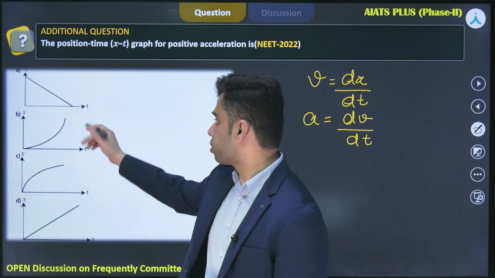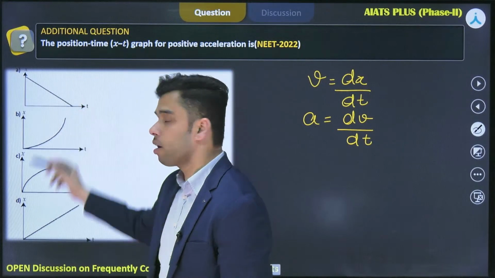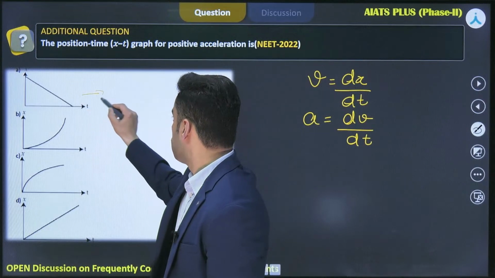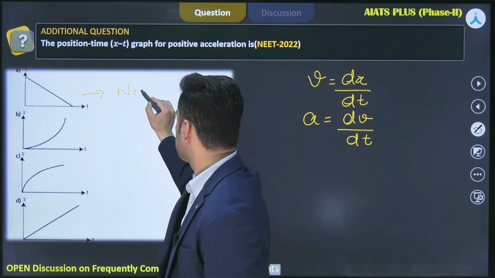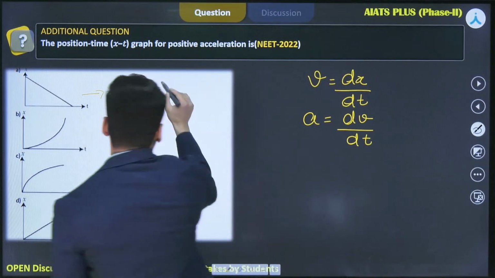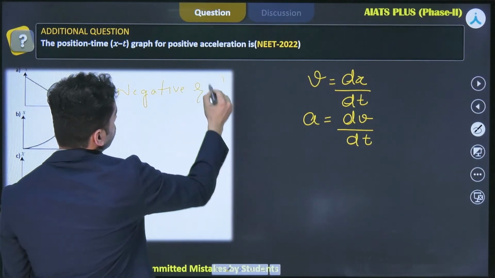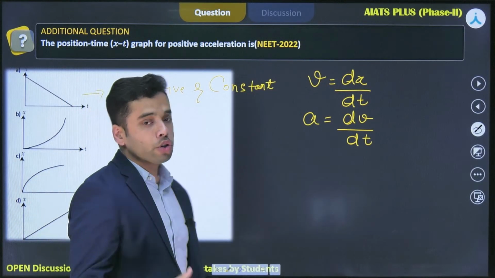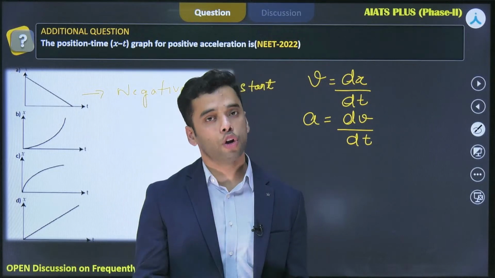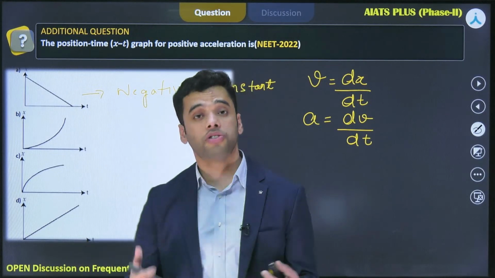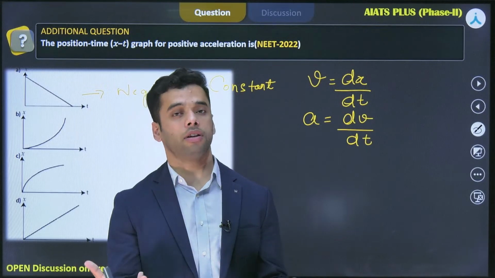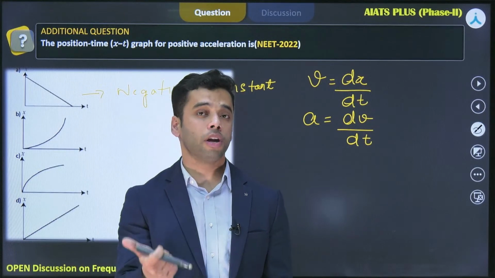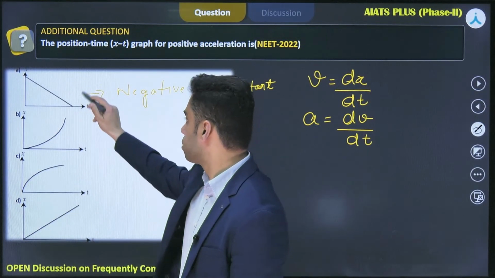Now have a look at the first option. If I see over here, the slope of the xt graph is negative as well as constant. For this part, the slope is negative and constant. So if the slope is negative and constant, it means that the velocity is not changing. And if velocity is not changing, then there should be no acceleration. For this xt curve, no acceleration should exist. Acceleration should be equal to 0. So this is not the right answer.